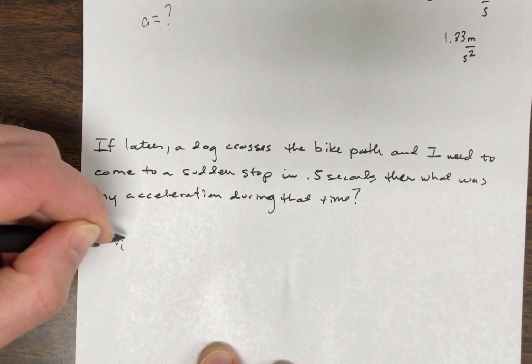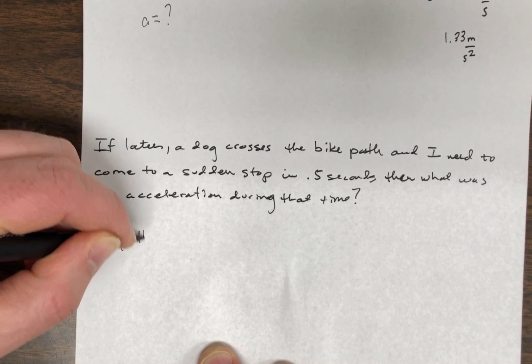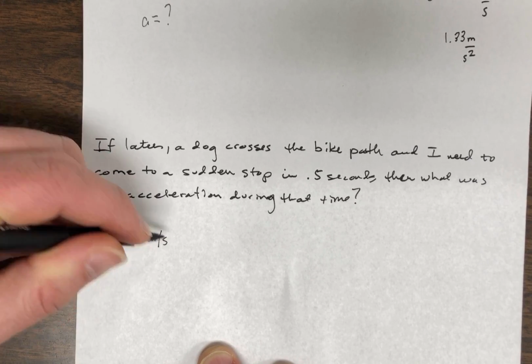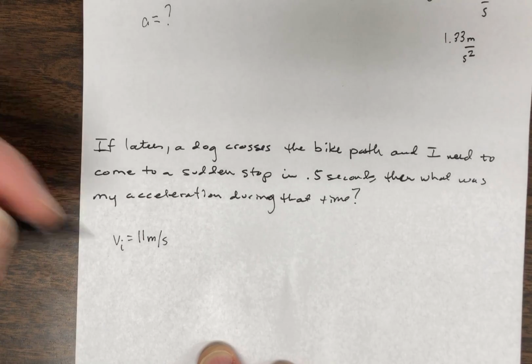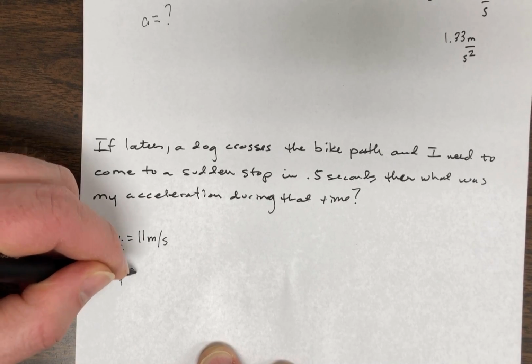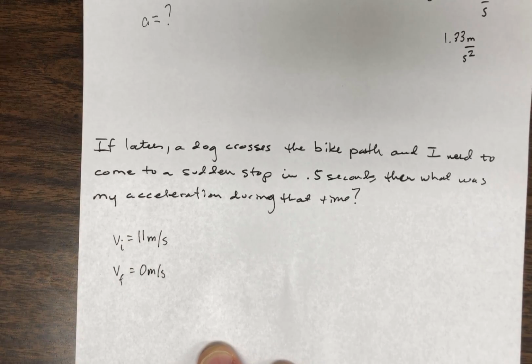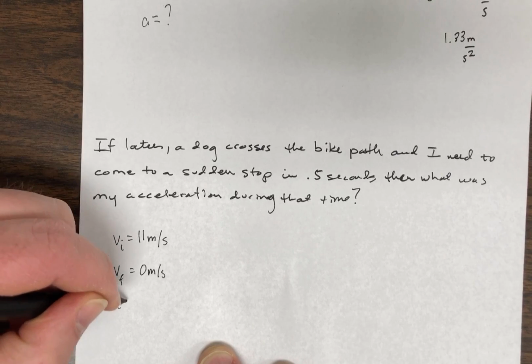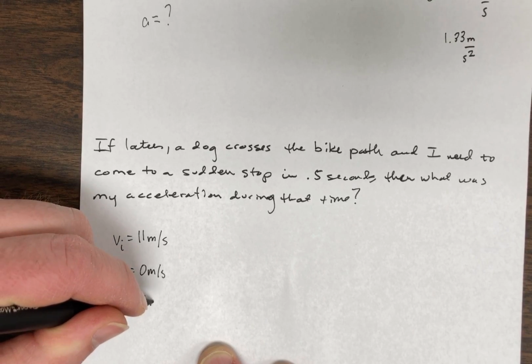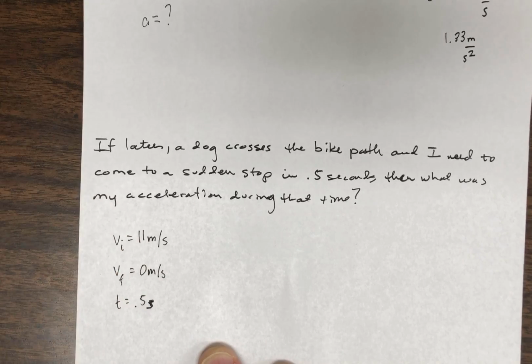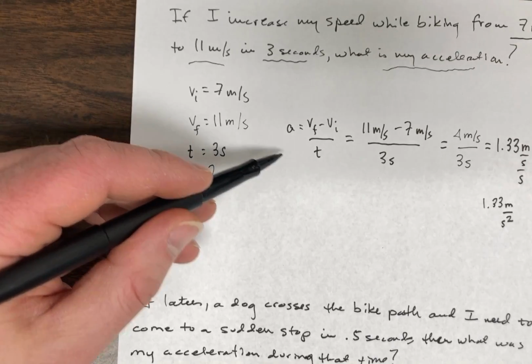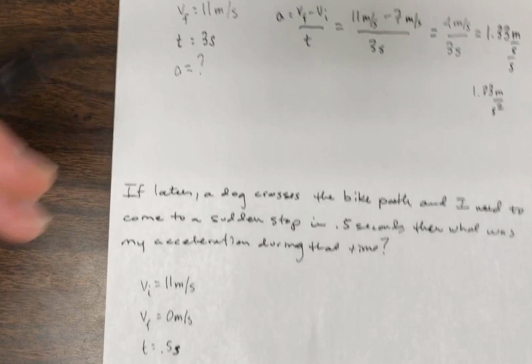So that's where I'm starting out. I'm starting out where I finished the last problem. But because that dog crosses the path, I have to come to a sudden stop. So I'm going to end at 0 meters per second. Anytime you're at rest or you're stopping, you're coming to 0 for your velocity. The time it takes is 0.5 seconds. So again, we're going to use the same equation. A equals VF minus VI over T.